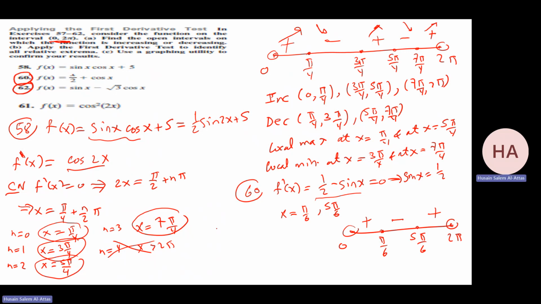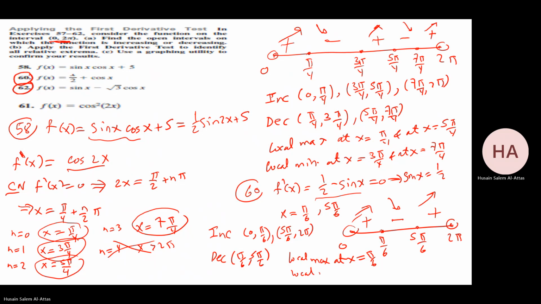So I have increasing from 0 to pi over 6 and 5 pi over 6 to 2 pi, and decreasing from pi over 6 to 5 pi over 6. Okay. That will be increasing, decreasing, increasing. So I have local max at x equal pi over 6, and I have local min at x equal 5 pi over 6.